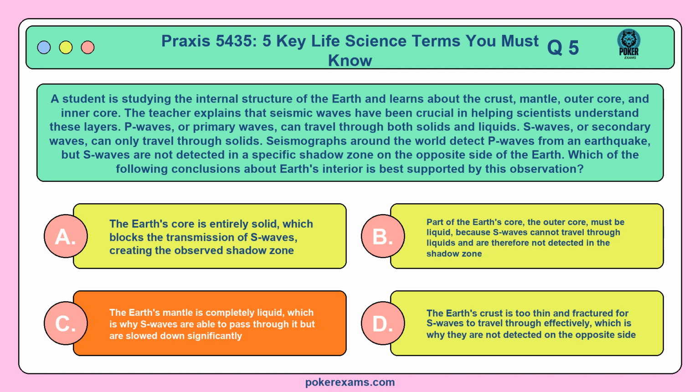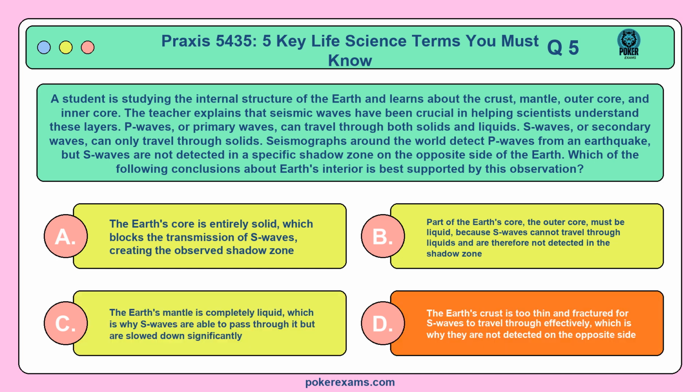C. The Earth's mantle is completely liquid, which is why S waves are able to pass through it but are slowed down significantly. Or D. The Earth's crust is too thin and fractured for S waves to travel through effectively, which is why they are not detected on the opposite side.